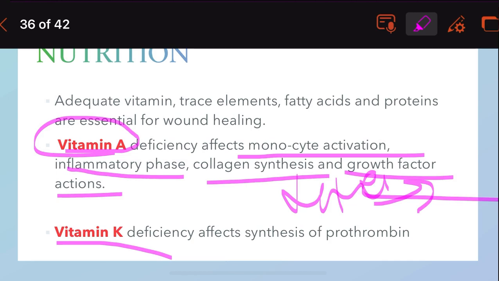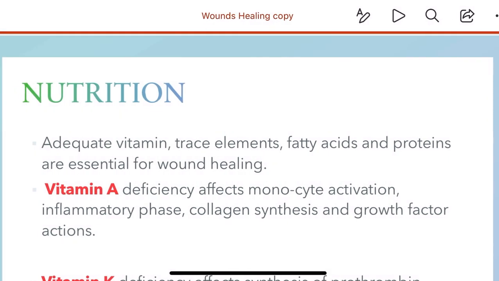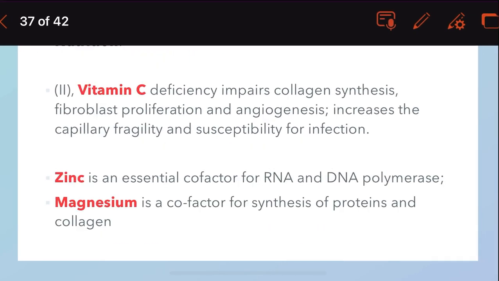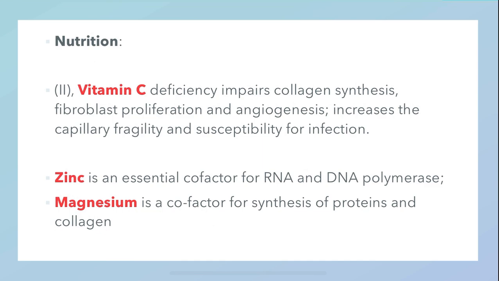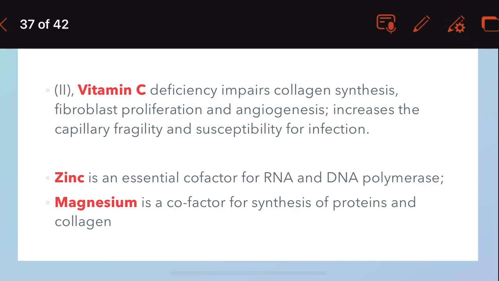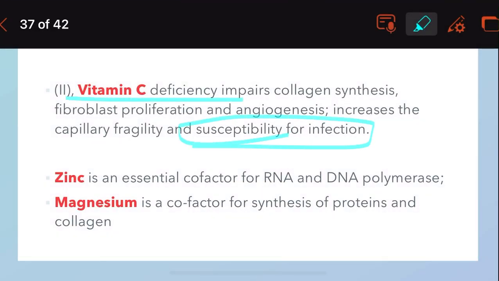Whereas the vitamin K deficiency is affecting the synthesis of prothrombin, which is responsible for clotting. Vitamin C deficiency will impair the collagen synthesis, fibroblast proliferation, and angiogenesis. It increases the capillary fragility and the susceptibility for infection. So, vitamin C deficiency is a cause for the increased infections in people, and also the capillary fragility is increased, so they are going to become very fragile.